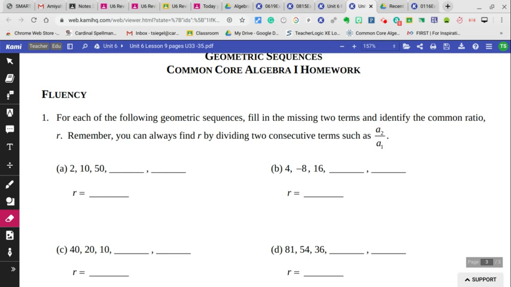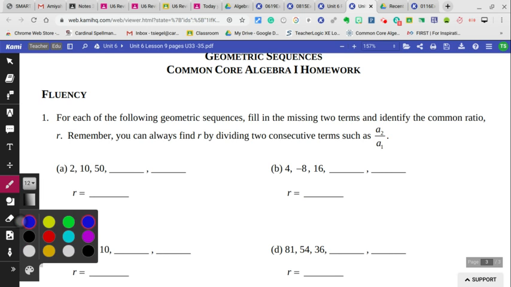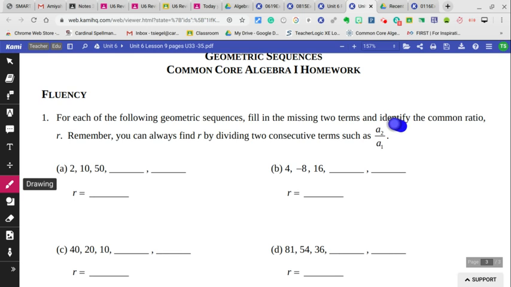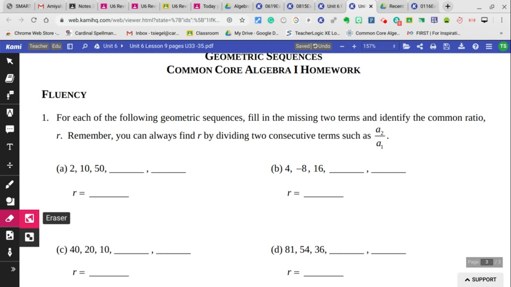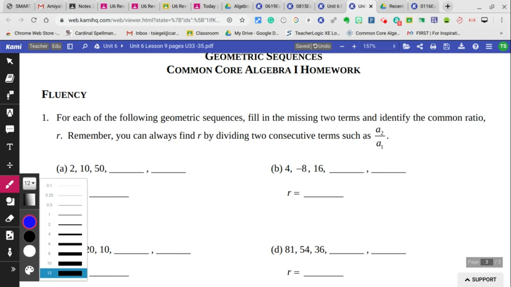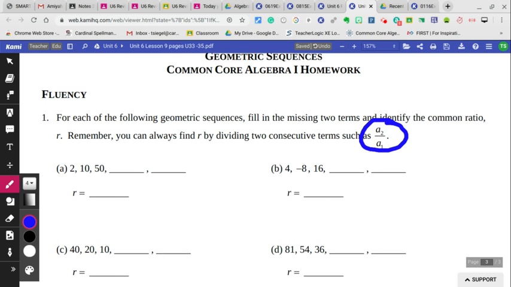So here it is. These geometric sequences, if you remember, we did arithmetic sequences and they went up by adding a certain number to each new term. Geometric sequences are multiplying a number by each term. And you can always get what this common ratio is by dividing two consecutive ones, right? The second one divided by the first one.